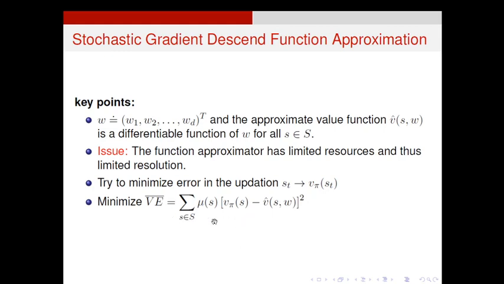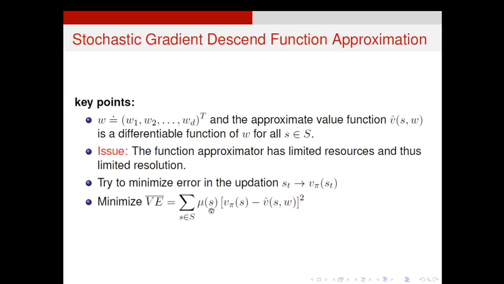This is a sum where mu of s, also known as the on-policy distribution, multiplies v pi of s minus v cap of s comma w, the whole square. See, this difference is the error. This v pi of s is the actual state value. V cap of s comma w is the approximate state value at the state s with the weight vector w. So this is the error, and the whole thing is the square of the error. Then mu of s is called the on-policy distribution.